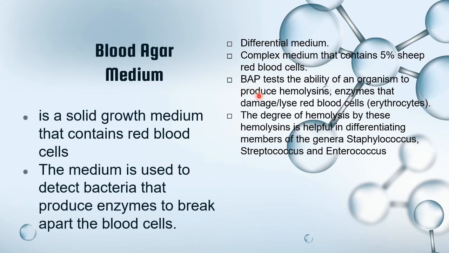So BAP tests the ability of an organism to produce hemolysins. Okay? Hemolysin is yung enzyme na tinutukoy natin, the exotoxin that breaks apart red blood cells. Okay? So the degree of hemolysis by this hemolysin is helpful in differentiating members of the genera Staphylococcus, Streptococcus, and Enterococcus.